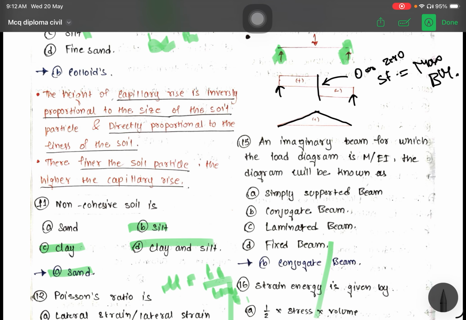In a simply supported beam having uniformly distributed load W per whole span, the maximum bending moment will be located at the formula WL square by 8.